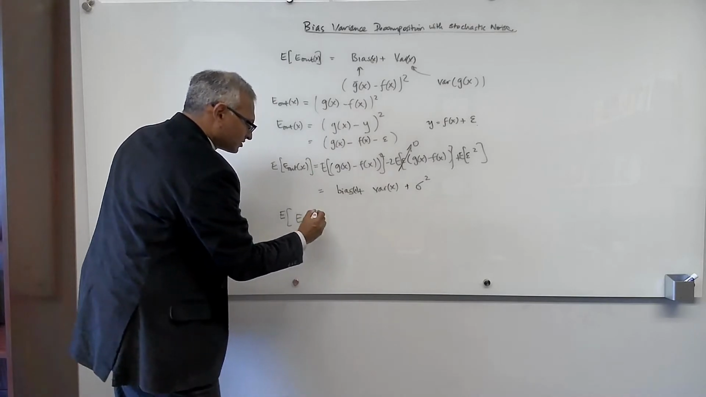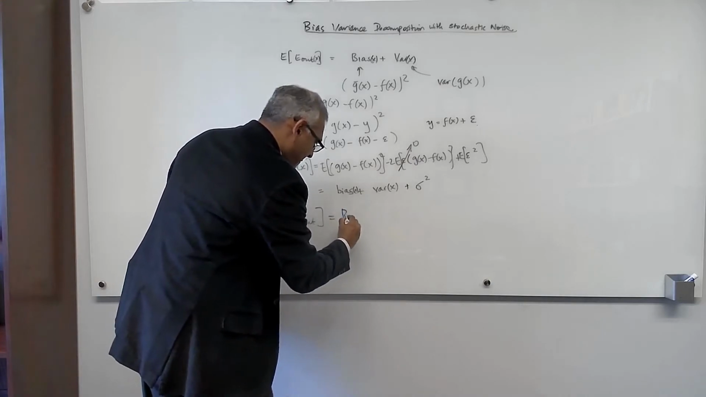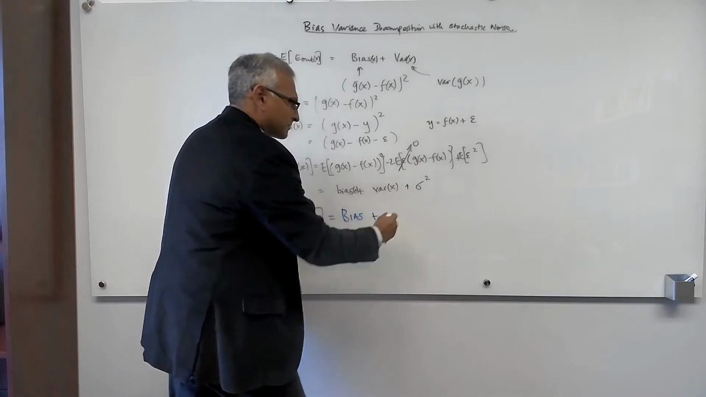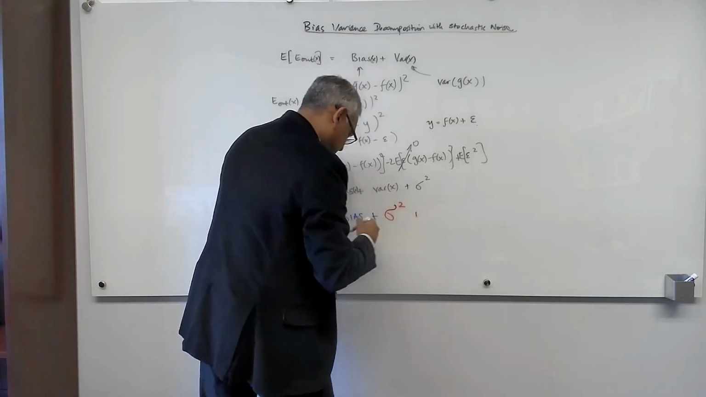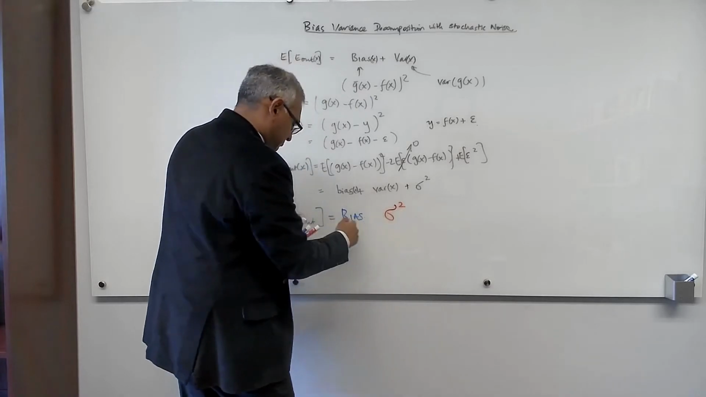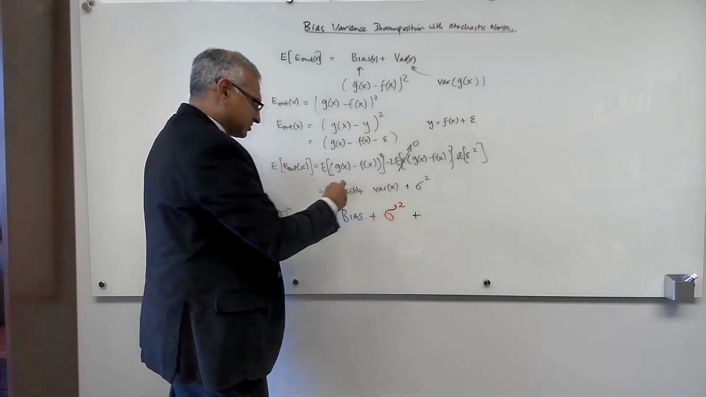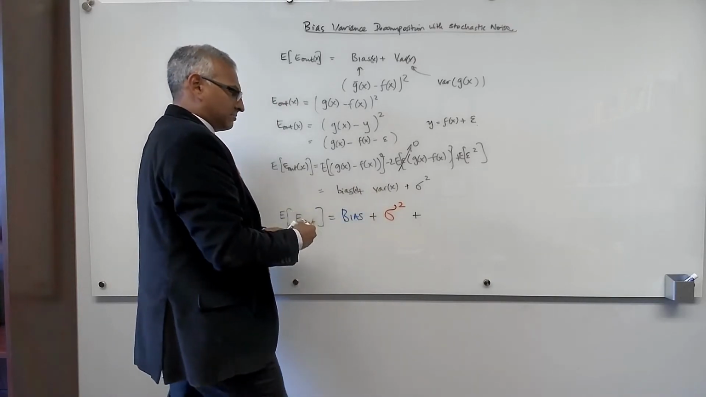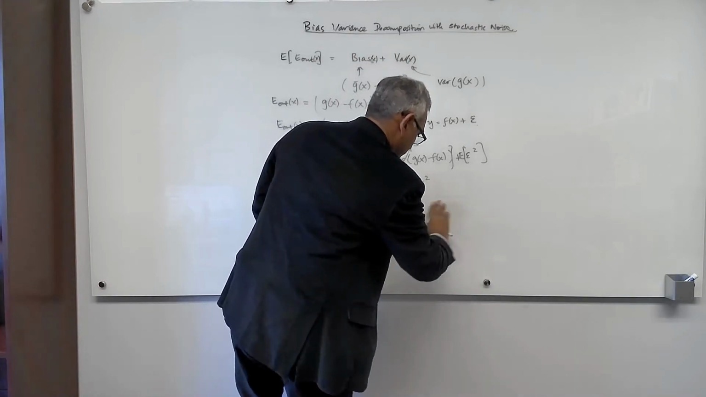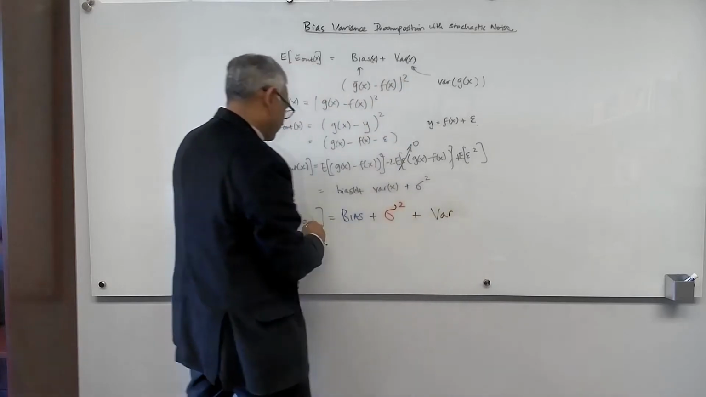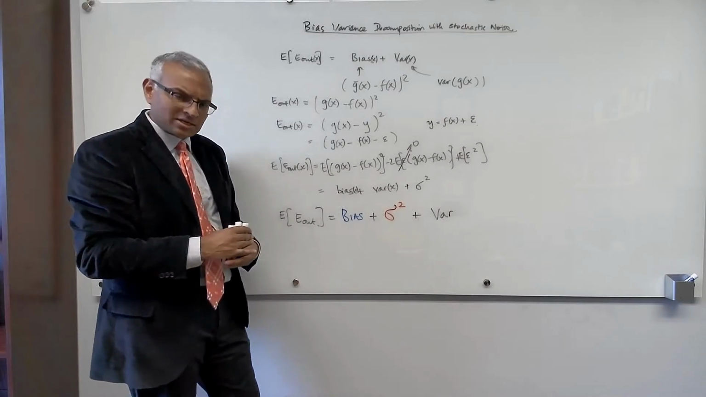Okay, so the expected out-of-sample error is equal to your bias plus sigma squared plus your variance at x. So let me write that in black. So your variance, just variance, because we've taken the average, let's say, with respect to x. Okay, and let's interpret this. This is a very interesting breakdown. And this is an equality.